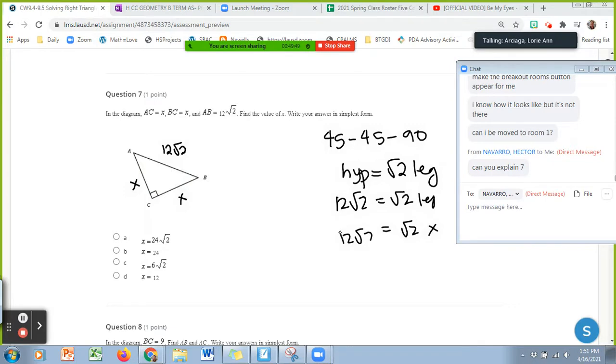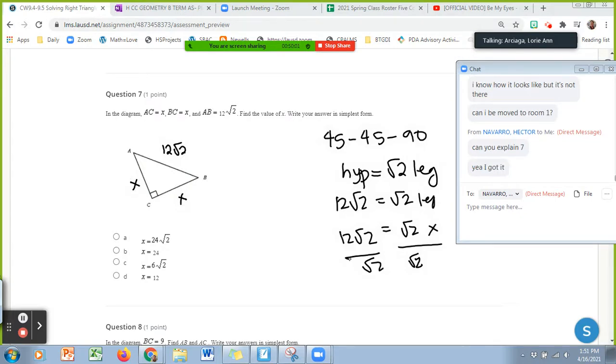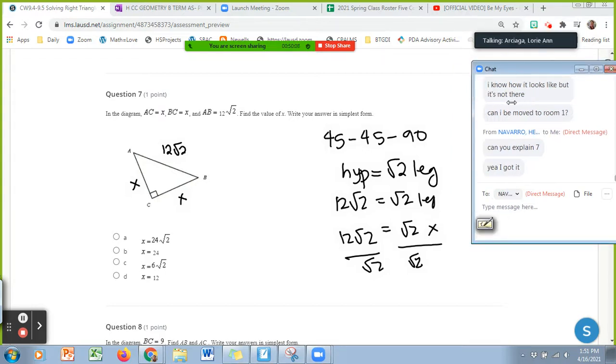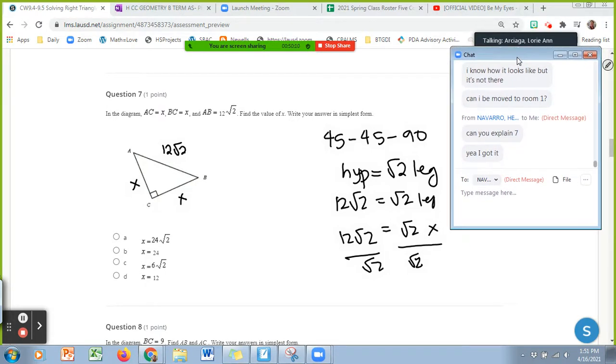Can you take it from there? The answer is kind of pretty obvious. You just divide both sides here by radical 2. Does that make sense? Now divide and then divide. And then you get the answer already. Got it? Cool. Okay. Just message in the chat pod if you have any questions.